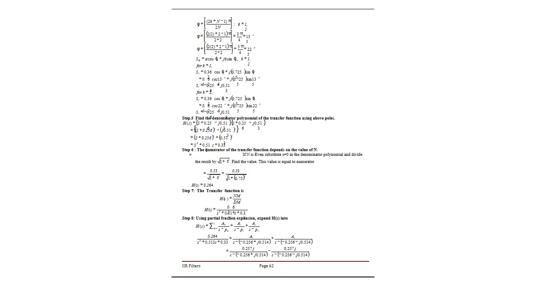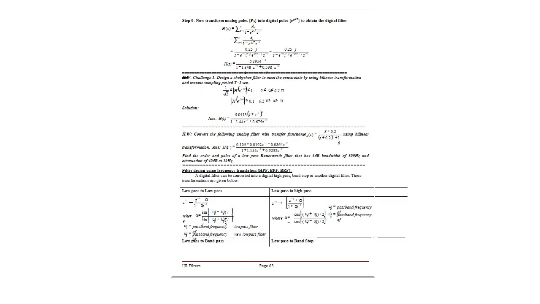Step 8 is using the partial fraction expansion. That is, H of s is equal to summation k equal to 1 to N of A k by s minus p k, which is equal to A1 by s minus p1 plus A2 by s minus p2. Substituting the values, we get the answer.